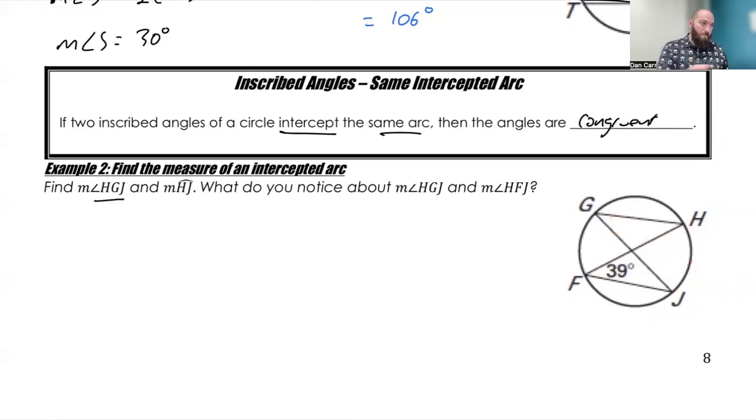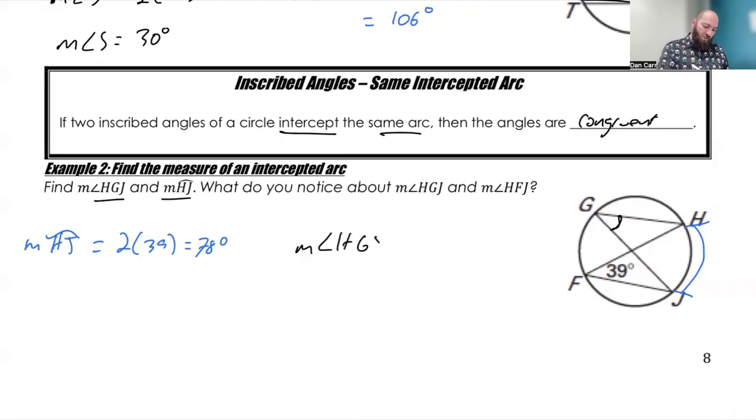So that's how we know that the measure of... sorry, my bad. We want to find the measure of HGJ and arc HJ. So I'm going to start with the arc here. The measure of arc HJ is equal to 2 times 39, which gives me 78 degrees. And then the measure of angle HGJ is equal to 1/2 of 78, which gives me 39 degrees. Again, we're just trying to demonstrate that if they intercept the same arc, they have to be congruent to each other.